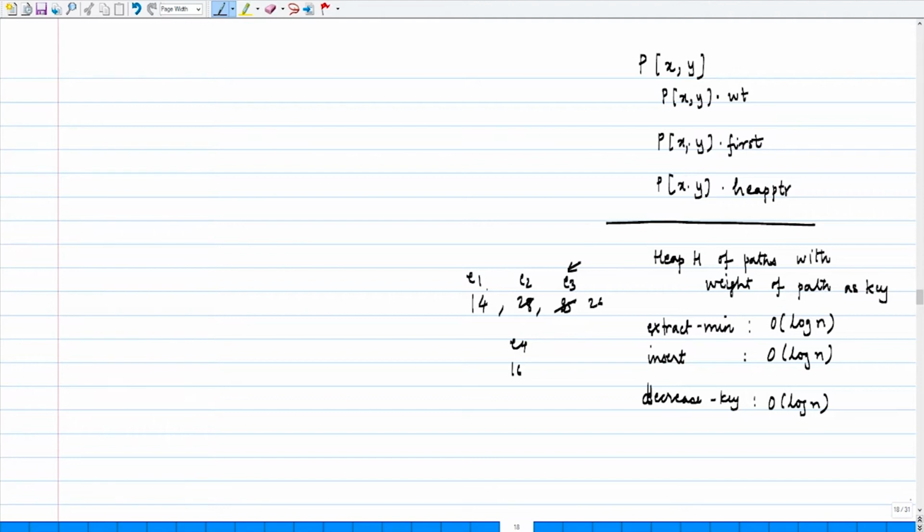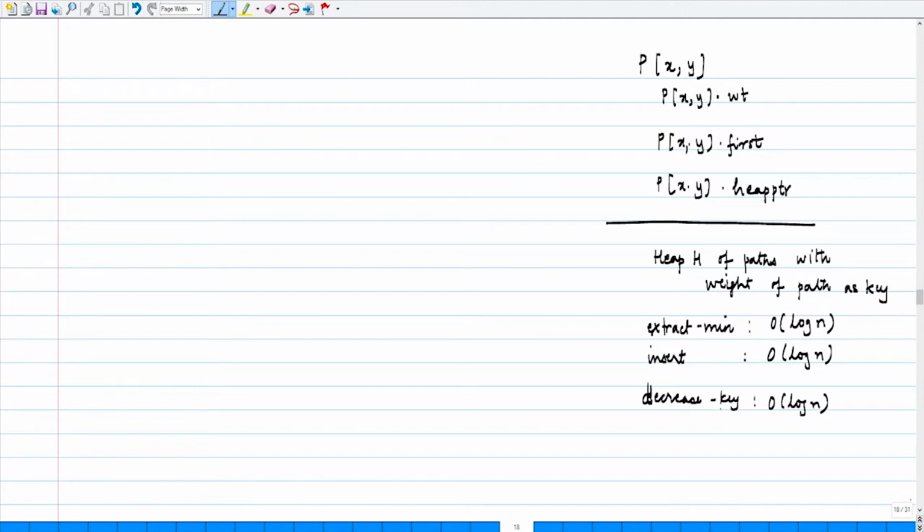Please think about this question: why isn't an increase key supported? Will it be supported in a different type of heap, or can it be supported using the given operations? Okay, this is out of context, so we will assume that this decrease key is supported. This is what you are calling update, and it is supported in order log n time.